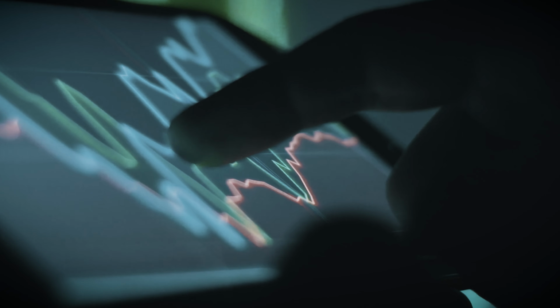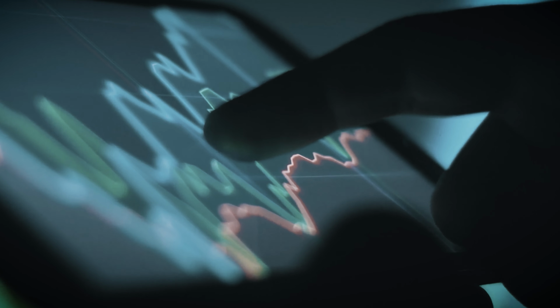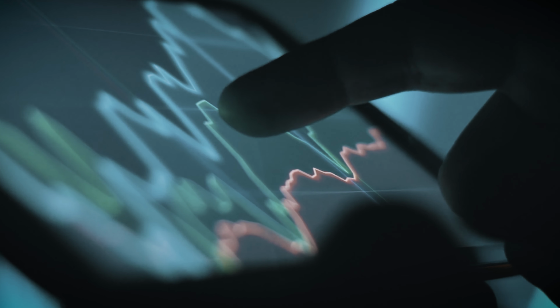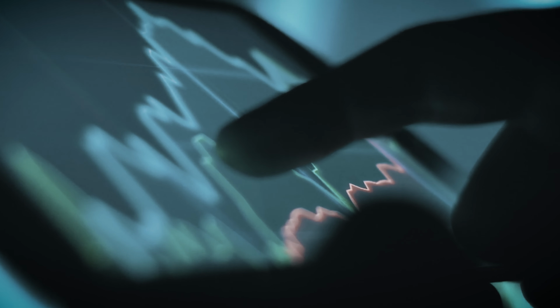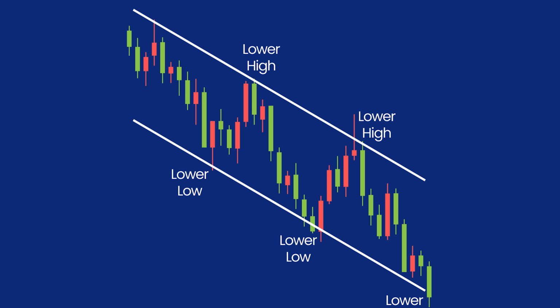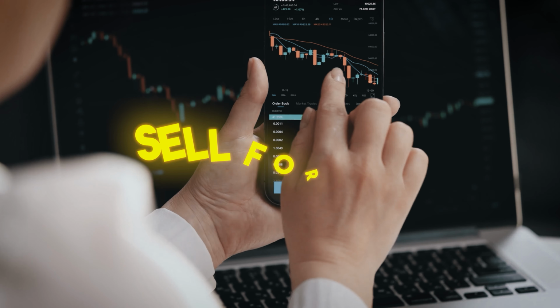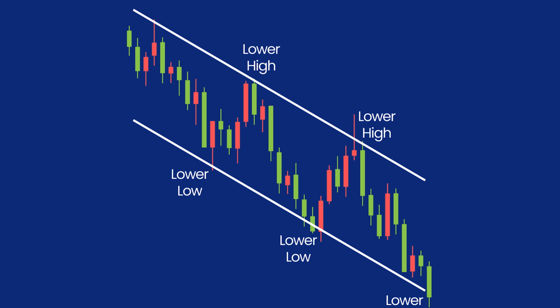Then from there, you just want to make sure that it continues to put in higher lows and higher highs until the trend breaks. For a downtrend, you have a first lower low. That means sellers are willing to sell for less. In a downtrend, we're going to look for lower lows and lower highs.